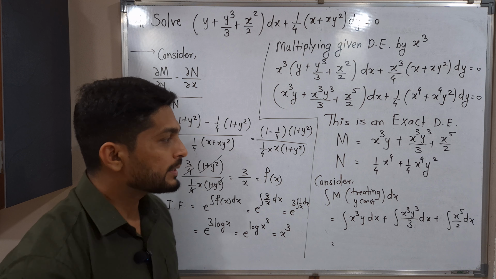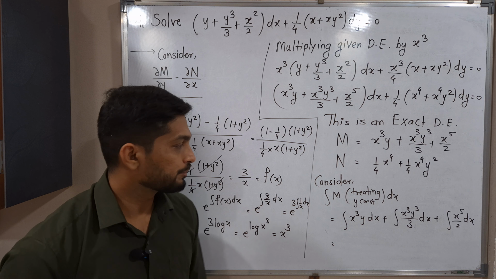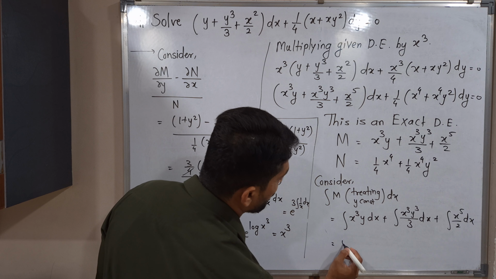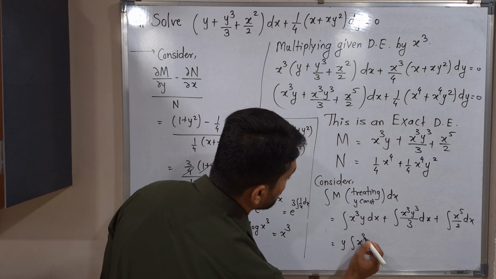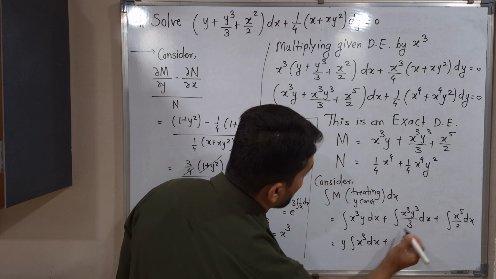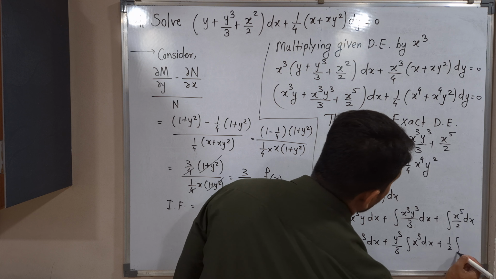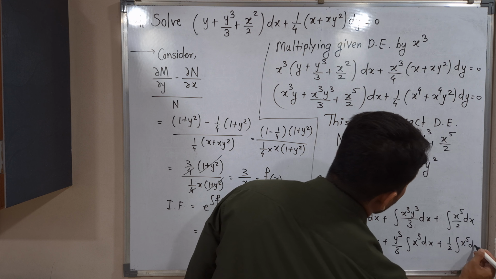What I do, I always take constants outside. y is constant, we already mentioned treating y constant, so y will come outside. Here y cube is constant, 3 is also constant, so both of them will come outside. Simply we have x cube dx. Here 1 by 2 is constant, it will come outside, x raised to 5 dx.